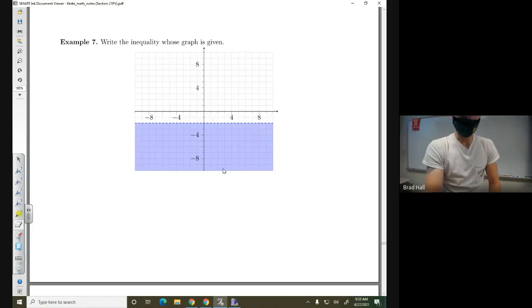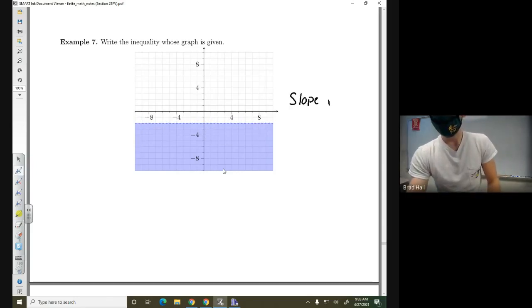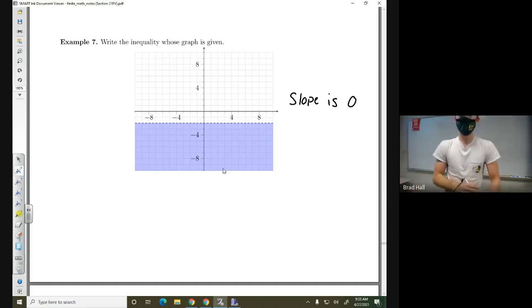So the slope of this, the slope is 0. That's always true for a horizontal line. Slope is rise over run. It doesn't rise at all. It doesn't go up or down at all. So that would be 0. And then run, you can think about that default as 1. So 0 over 1, slope is 0.